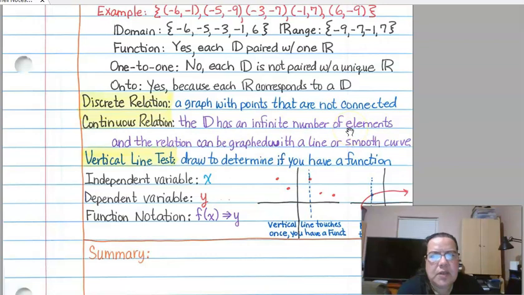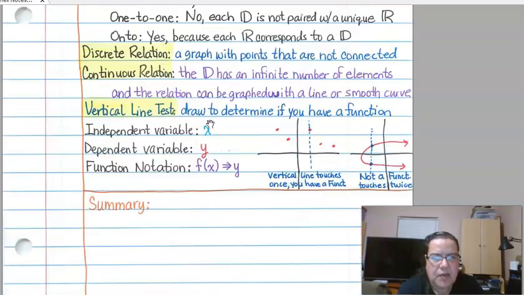So what is a discrete relation? A discrete relation is a graph where the points are not connected. Something like this kind of graph would be a discrete relation, whereas a continuous relation is a graph in which the domain has an infinite number of elements, and the relation can be graphed with a line or a smooth curve. So this right here we would consider a continuous relation, because again, there are no breaks, like there are here in the discrete graph.